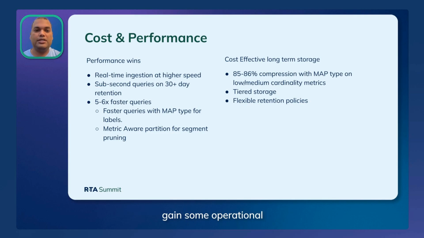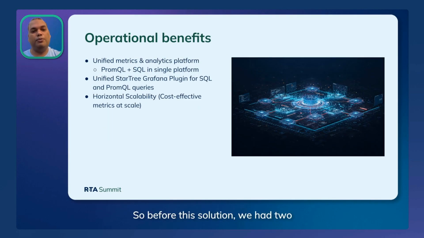We were also able to gain some operational benefits out of the system. Before this solution, we had two systems: one where we were doing the central monitoring dashboards, and a product analytics dashboard, which was built on top of Pinot. Now, once we have the PromQL capability in Pinot, or in StarTree Cloud, we were able to merge those two systems, and now we have a unified metrics analytics cluster where we have both PromQL and SQL running. By using our own StarTree Grafana plugin, we were able to build a single dashboard where we could run both SQL and PromQL queries. We were also able to leverage Pinot's horizontal scalability capabilities to run cost-effective metrics at scale, which saves cost as well as gives us an operational benefit.